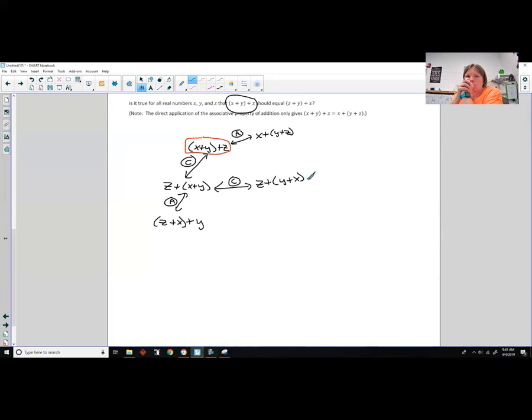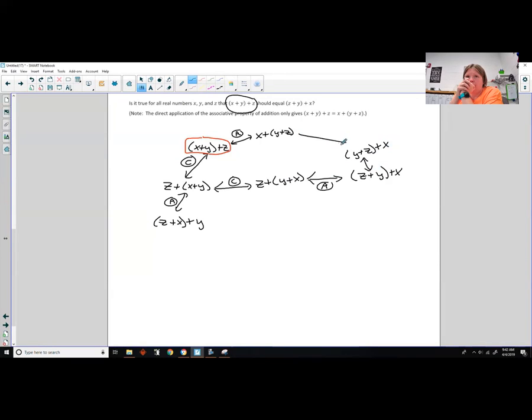Okay, so now if I focus on this and go over here and do an associative property on this, then the parentheses move and I get z plus y in parentheses plus x. So it's this with the parentheses moved. That's the associative property. Okay, now if I come up here and do the commutative property off of this, that would be y plus z quantity plus x.